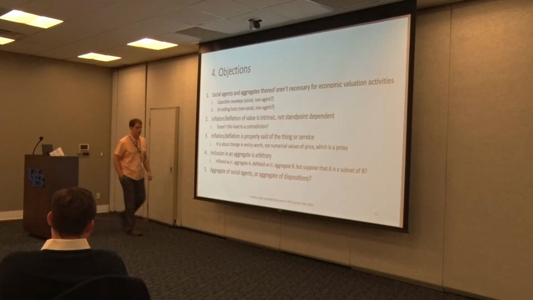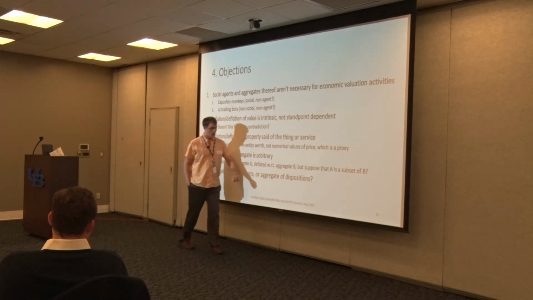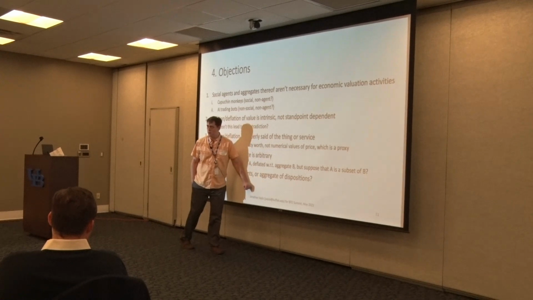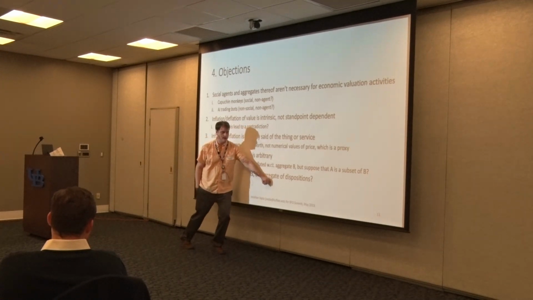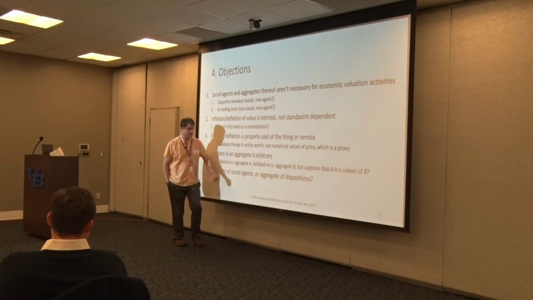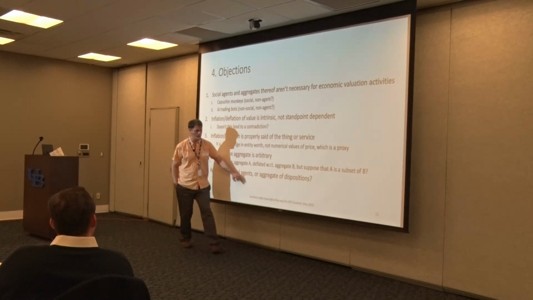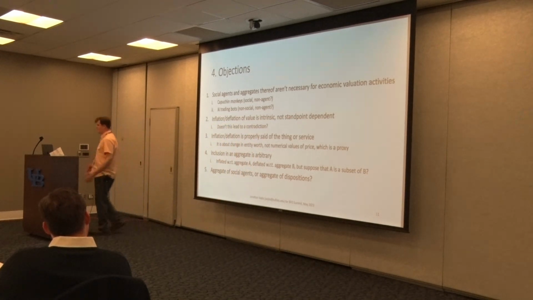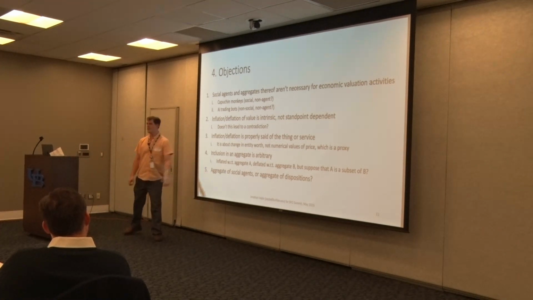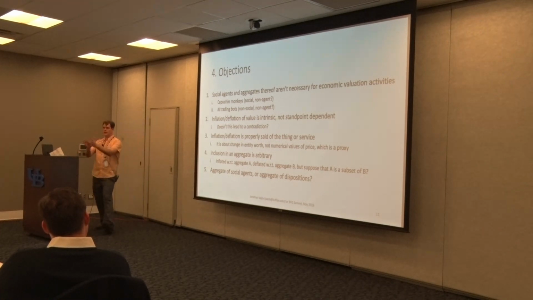It seems like it might be a difference of directly or indirectly, or properly or improperly said. Like it's properly said of the aggregate of dispositions, improperly said of the social agents. We get social agents for free because we're talking about the dispositions that inhere in those agents. I'm not sure, but I'm also not sure if it's a problem here. So I will stop there for some questions.